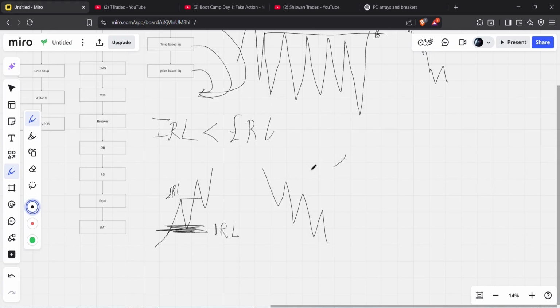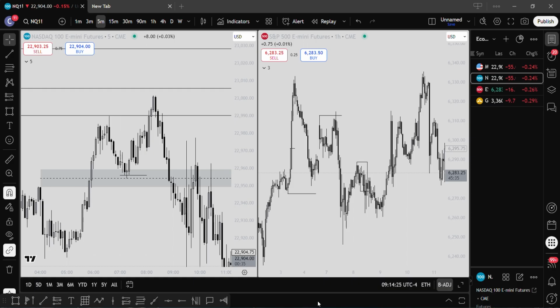Okay, let's get back. So, what is time-based liquidity? Sessions, previous day highs and lows, cycles. The ones that we're gonna talk about in this bootcamp are sessions and previous day highs and lows, because those are the ones that I found most interesting. Maybe cycles, but only at specific time zones.